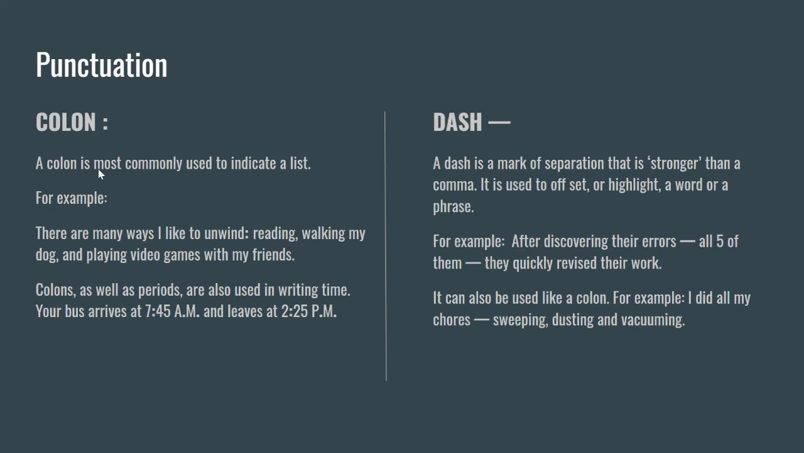So colon is most commonly used to indicate a list. For example, there are many ways I like to unwind: reading, walking my dog, and playing video games with my friends. Hey, my sentence ends with a period. I've separated items in my list with commas, but I've introduced this list by a colon. So I've listed 3 things here, and I've used the colon to indicate to my reader, hey, we're going to set up a list of words.